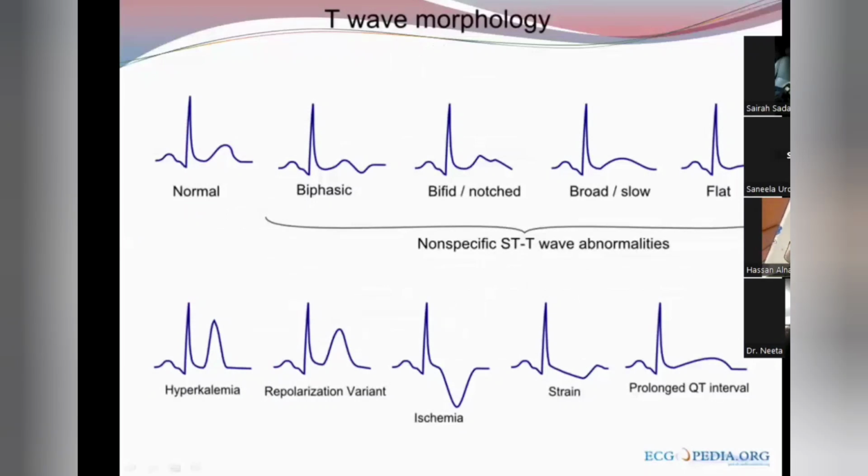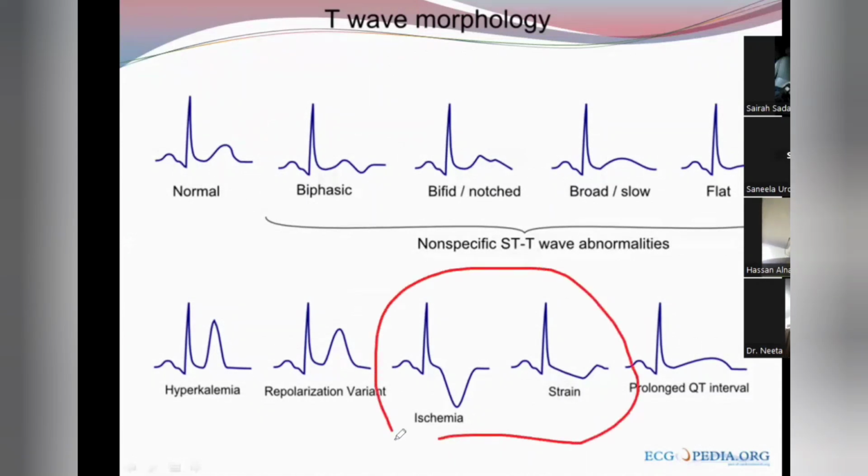These are different shapes and morphologies of T wave. All right, let me show you this normal. This is a biphasic. This is notched. The most important ones for me, which I want to show you, are these two. I want to show you these two and I want to explain these.